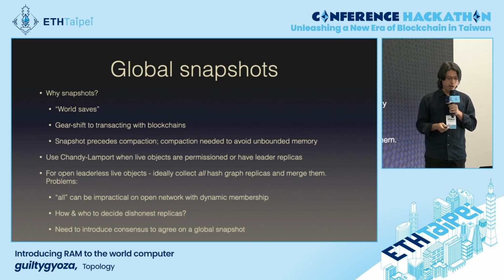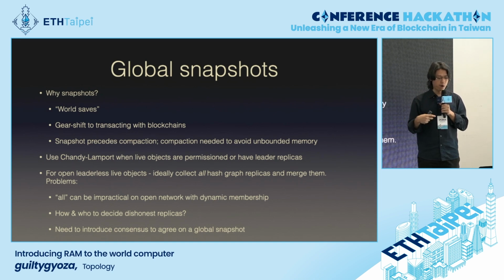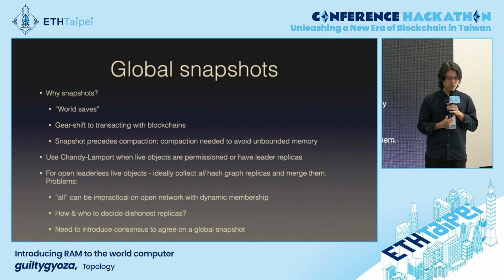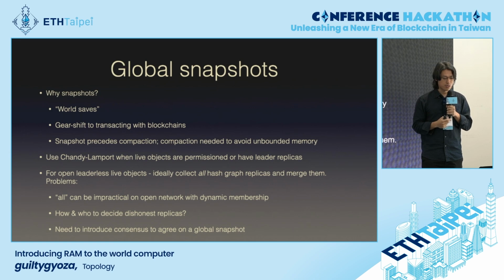So snapshot is important. For objects that may have been permissioned, or for objects which have leader nodes that are asymmetric from other nodes, the leader nodes, the trusted nodes, can perform the basic global snapshot algorithm, such as the Chandy-Lamport algorithm. But if we are moving towards open access live objects, where these replicas are all on an equal basis, then it becomes a problem. Okay, we can say a global snapshot is the merging of all the replicas of the object, but the notion of all is very problematic, because on an open peer-to-peer network, people can join and leave. And so gathering information from everyone can be very impractical.